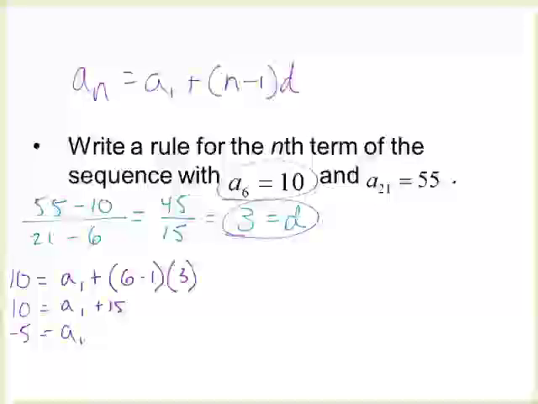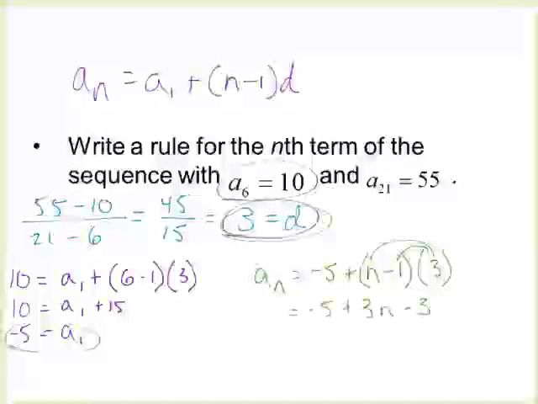And now use first term and difference to write our rule. -5 plus n minus 1 times 3. Distribute in. And combine like terms.